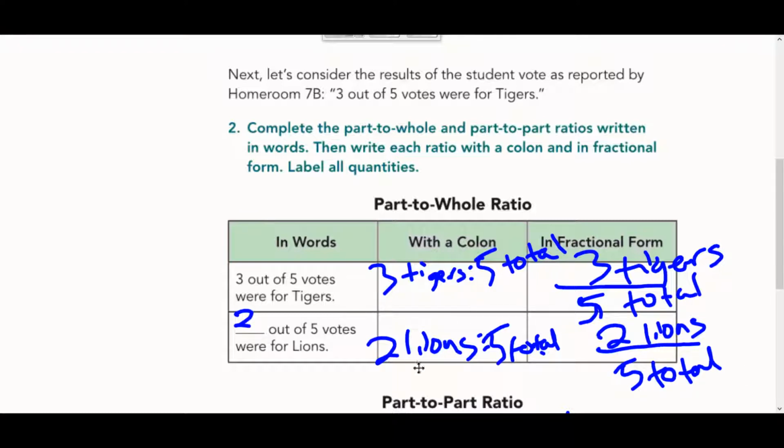Oh, I see it. Here's the L. Here's the I. Kind of got swooped down with the dot. Okay, so it does say 2 lions. Sorry, I'll let it go.